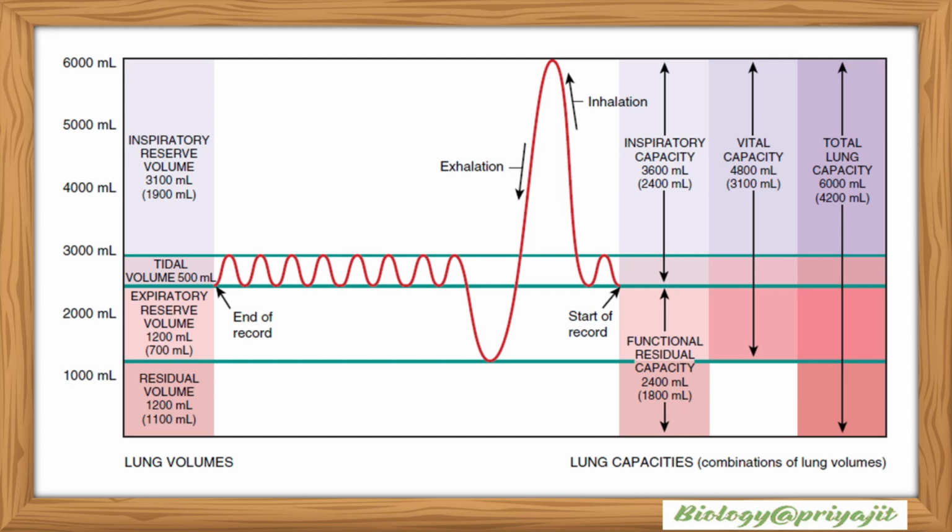The diagram also shows lung capacities formed by combining these volumes: inspiratory capacity, that is TV plus IRV, functional residual capacity, that is ERV plus RV, vital capacity, that is IRV plus TV plus ERV, and total lung capacity, that is VC plus RV, with corresponding average values for males and females. This visual aid helps in comprehending how much air the lungs can move and retain during various phases of breathing.